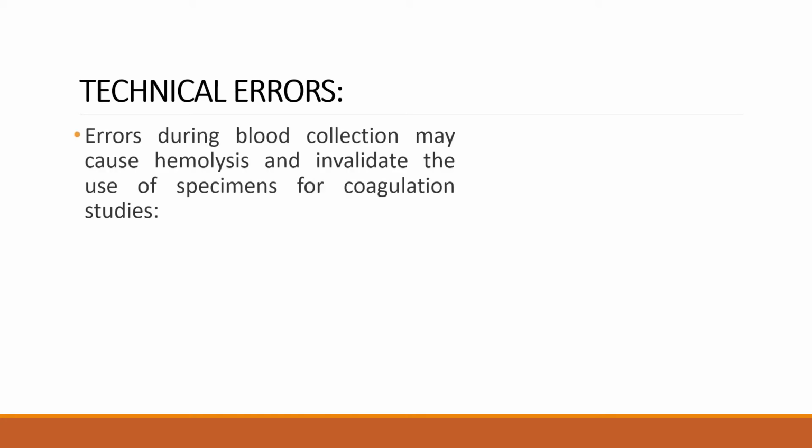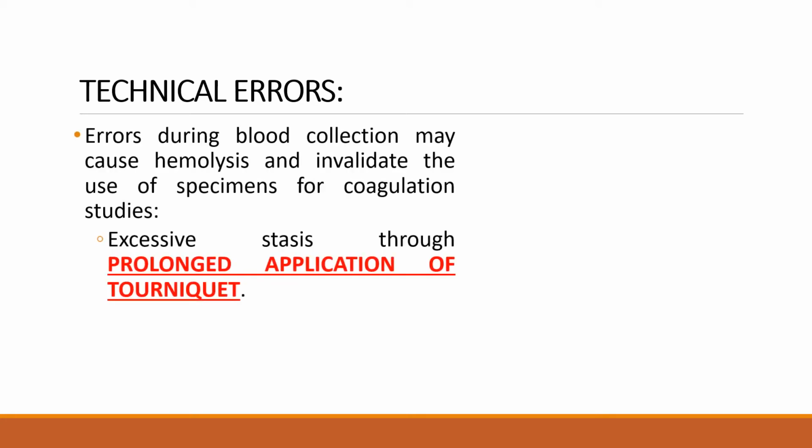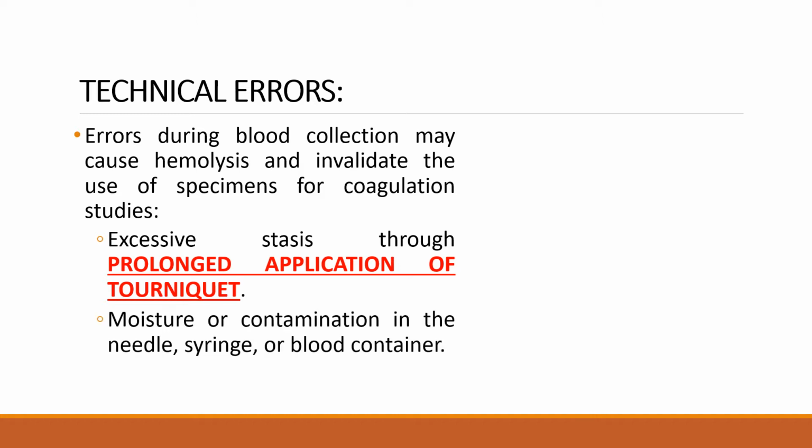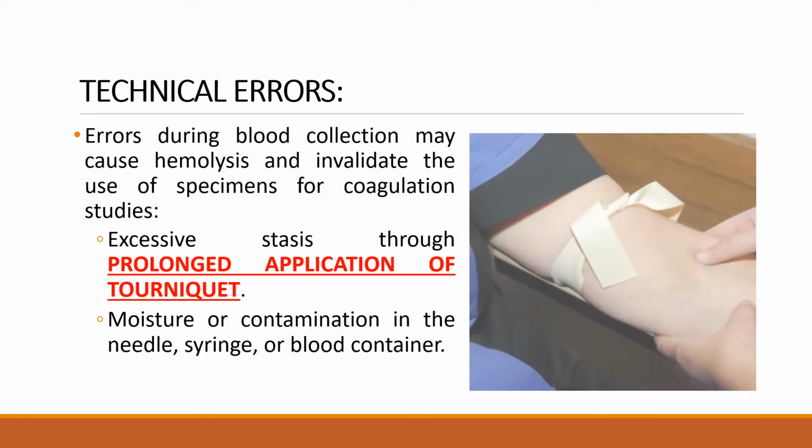There are also technical errors that are involved in the collection of the sample that is used for coagulation testing. When these technical errors are seen, the sample may not be an appropriate sample for the test. So what are some examples of these errors? You have prolonged application of the tourniquet on the arm of the patient. As a phlebotomist, you have to be aware that the application of the tourniquet on the arm should not exceed 1 minute. We also have presence of moisture or contamination in the needle, syringe, or blood container.